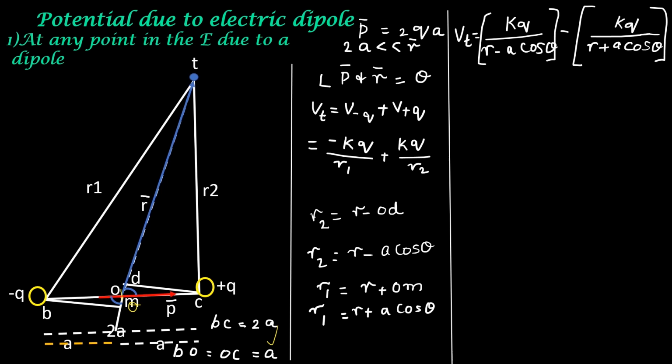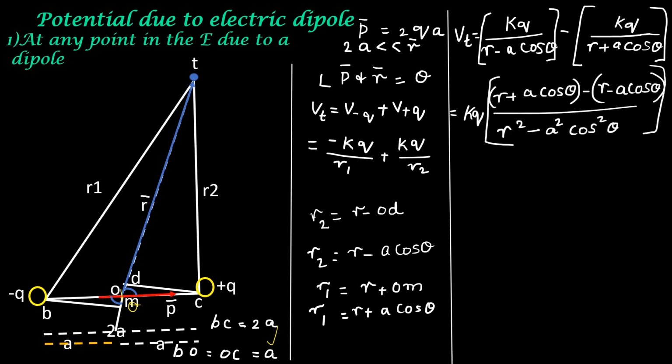When you solve this, the numerator is R plus A cos theta minus R minus A cos theta. In the denominator, R minus A cos theta into R plus A cos theta becomes R square minus A square cos square theta. Positive R and minus R in the numerator get cancelled, and what remains is A cos theta plus A cos theta, equal to KQ 2A cos theta.